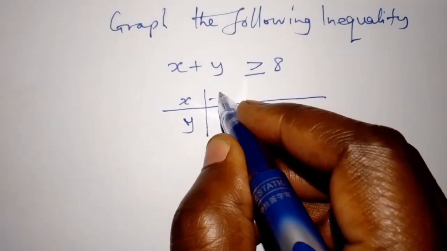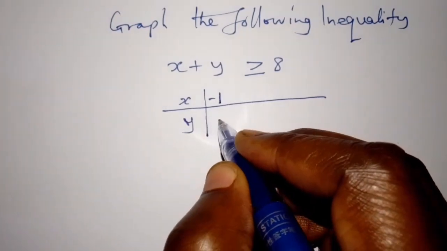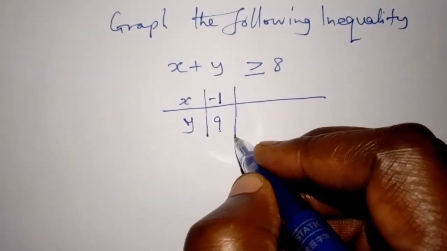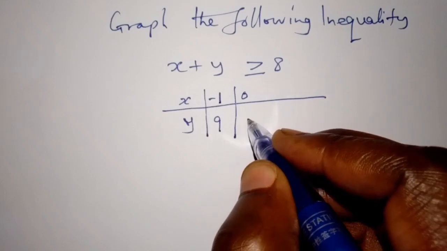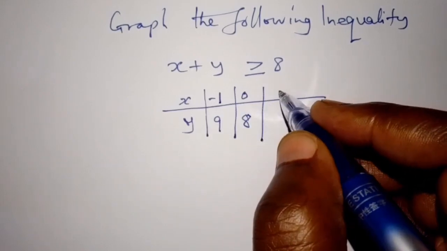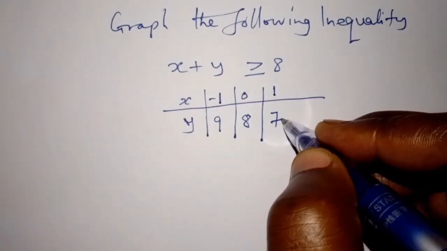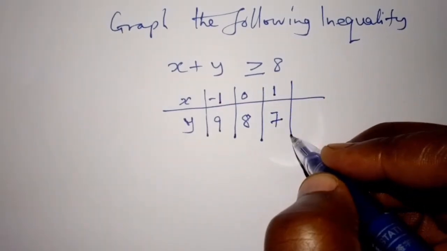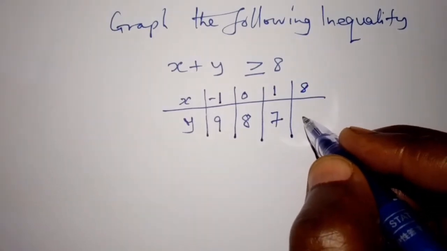When x is -1, y is 9. When x is 0, y is 8. When x is 1, y is 7. When x is 8, y is 0.